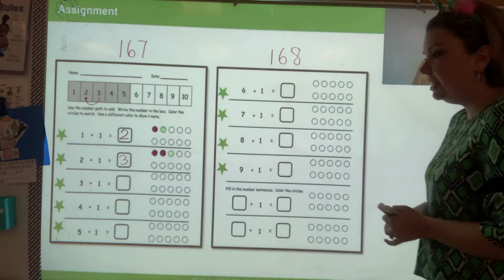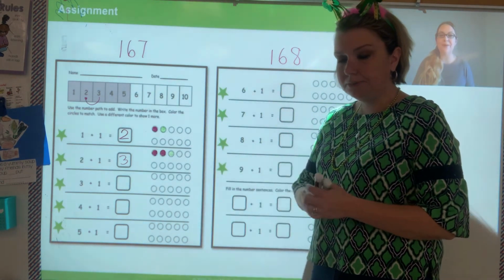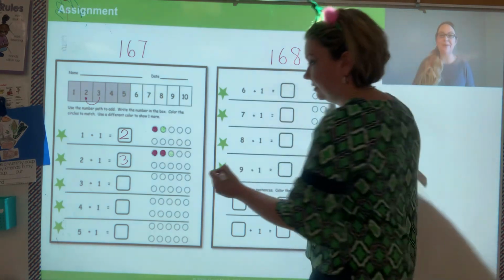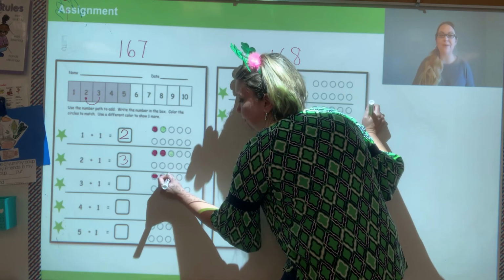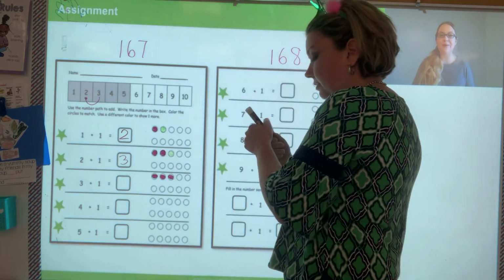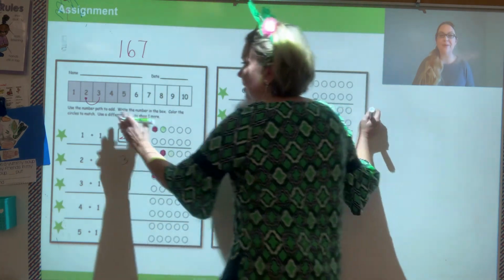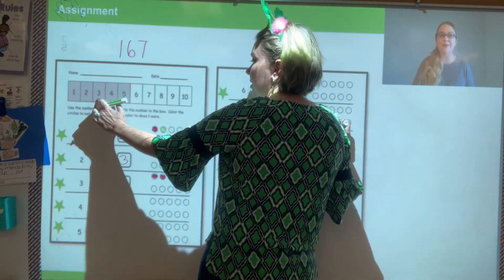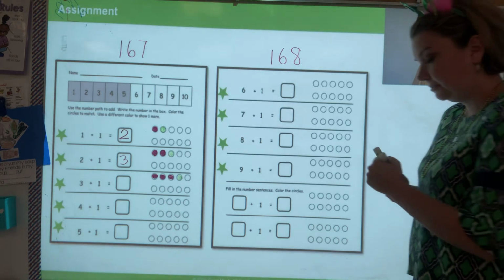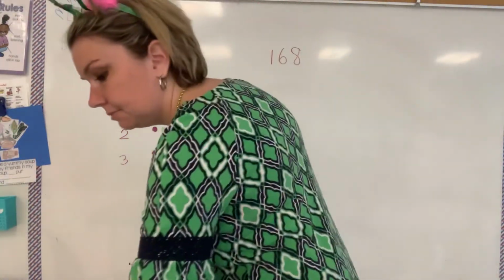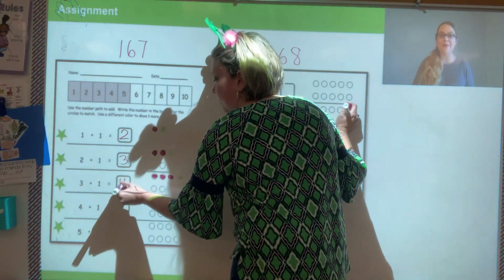Carolyn, how many dots do I need to color in here for my first color? 3 and 1. Okay, so I'm going to color in 3 dots purple and 1 dot green. On my number pad, I can start on 3 and move over 1. What number do you land on when you do that, Carolyn? I land on 4. Awesome.